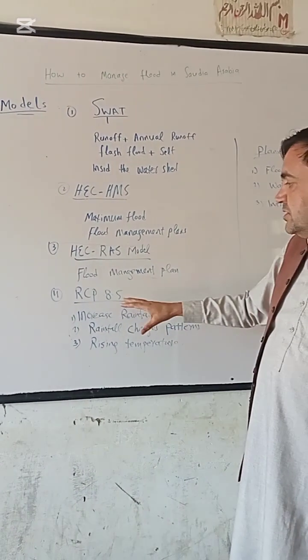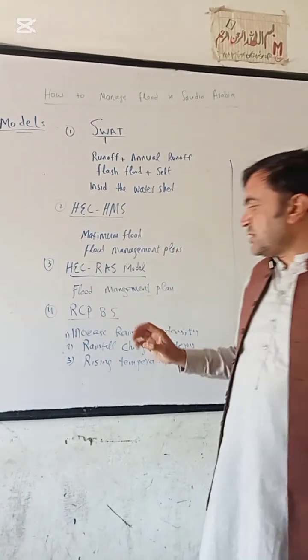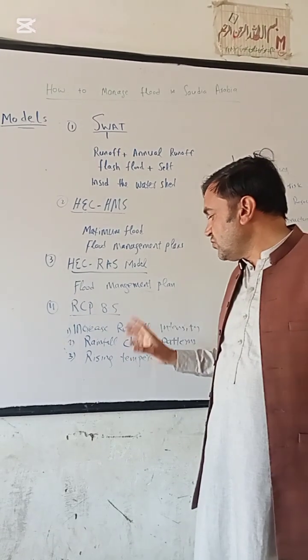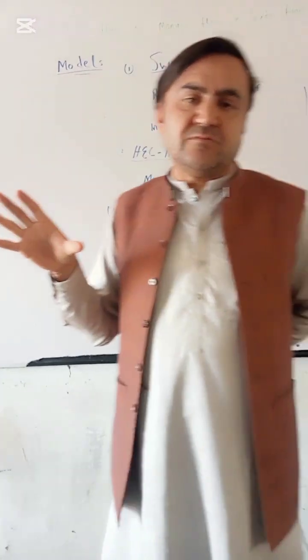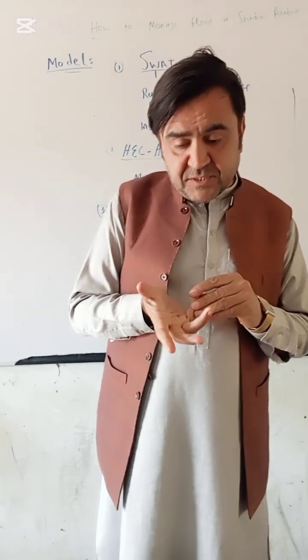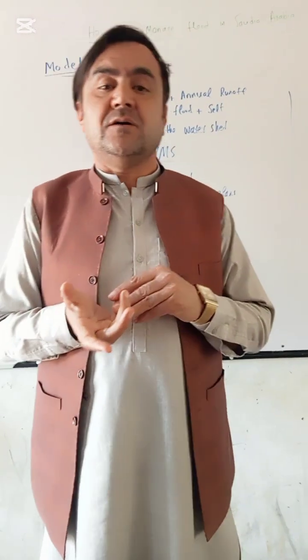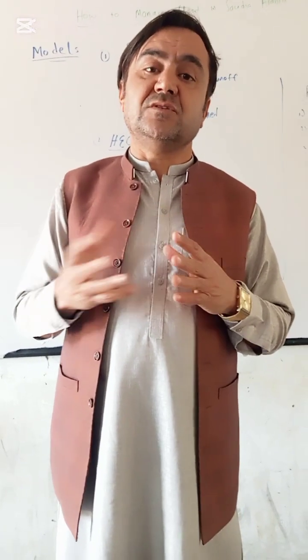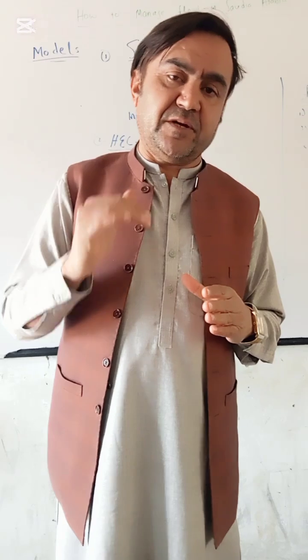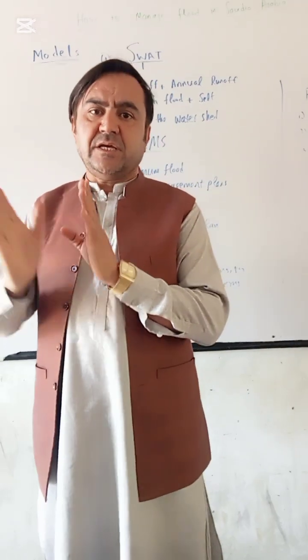The fourth one is the climate change model, RCP 8.5. This model is very important. With the help of this model, we can find out the greenhouse gases in the atmosphere, like carbon dioxide and methane. With this model, we can find out the variation in climatic parameters, in the past as well as in the future.